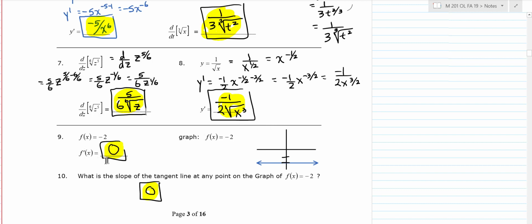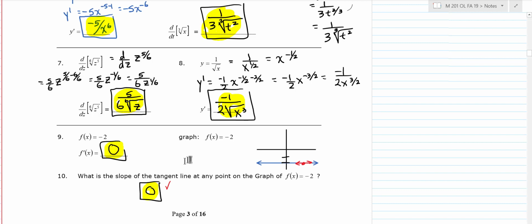Okay, number 9, derivative 0. Why? Because it's a constant. I wanted you to graph this just to remind you of why, because you're going to forget rules, and if you forget rules, you want to have methodology for figuring stuff out. So basically what happens, this is a horizontal line, so any point on this function will have a tangent line that will have a slope of 0. So that's how that works out.